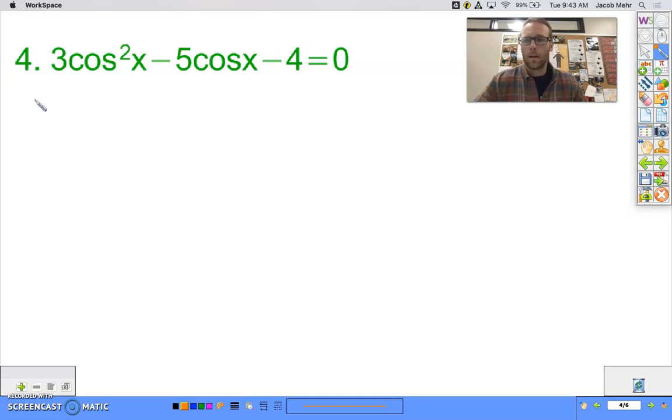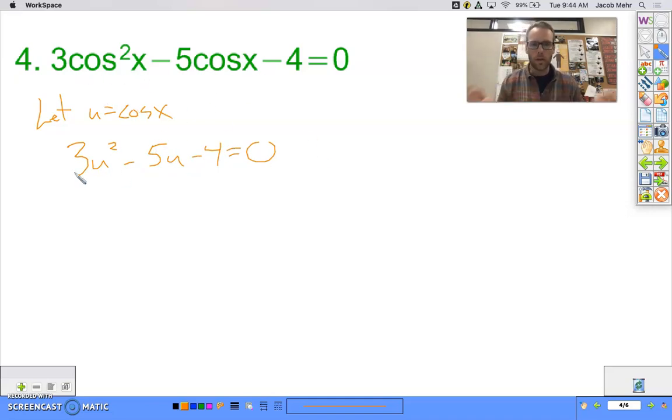And one of the techniques that I use sometimes to clear it up is I just do a simple substitution and I say, well, what if u was the cosine of x? Then this would just be 3u squared minus 5u minus 4 equals 0. Replacing the cosine with a u, it's very easy to see that this is a quadratic, and we know how to solve a quadratic. We could attempt to factor this one. This one does not factor, so if it doesn't factor, we go to the quadratic formula.